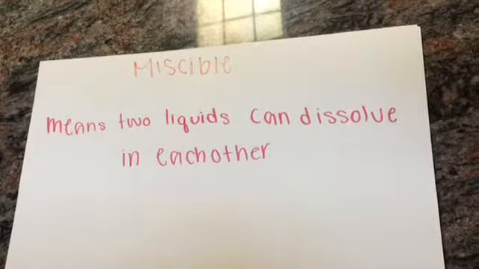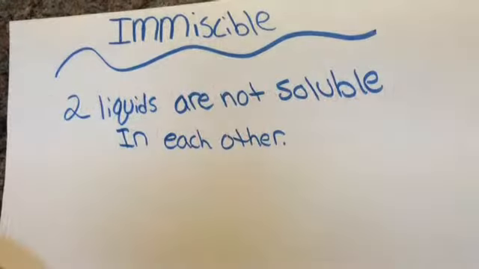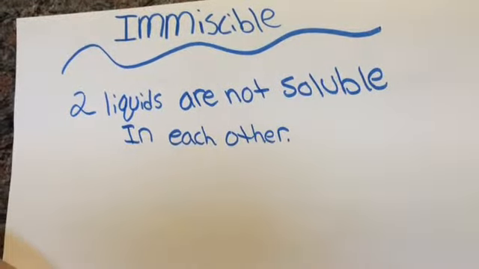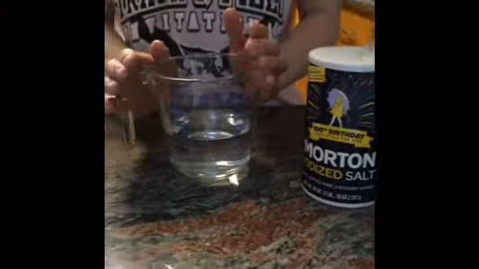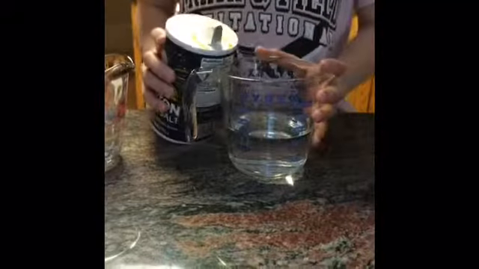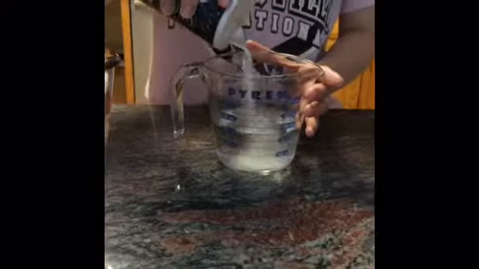Miscible means two liquids can dissolve in each other. Two liquids that are not soluble in each other. Something that two liquids can dissolve into each other. So we're going to add, this is just regular water, we're going to add salt into this. And then stir it.